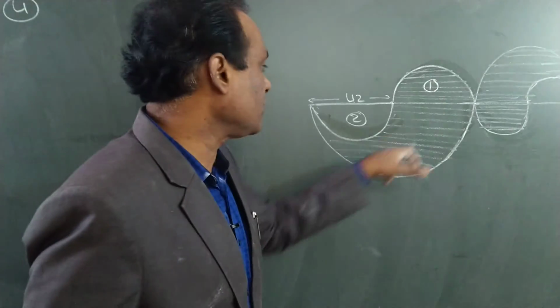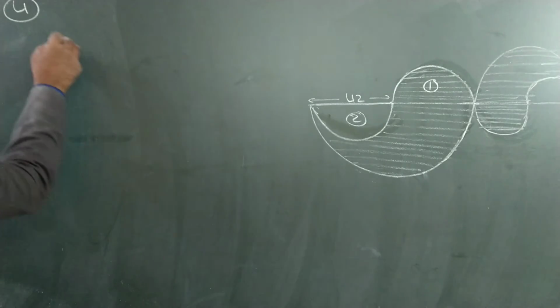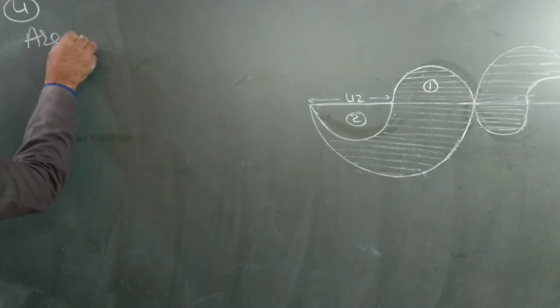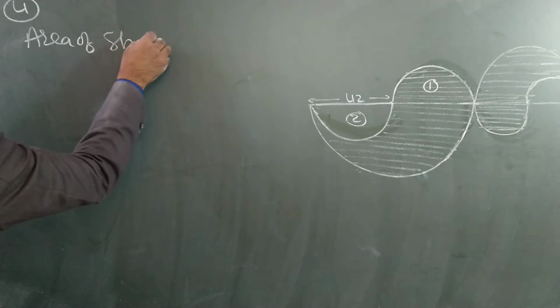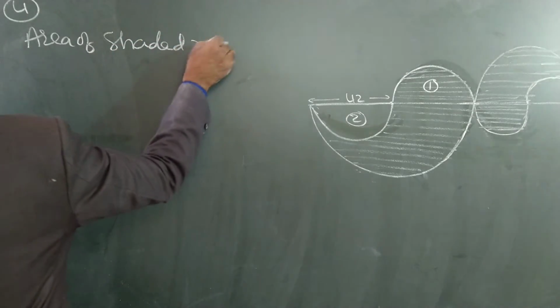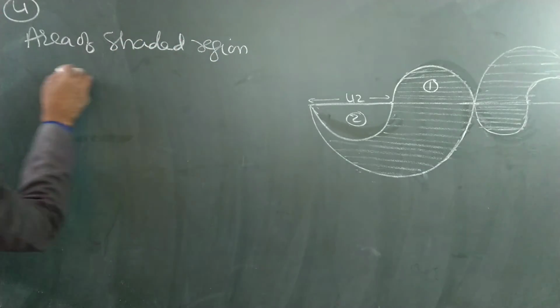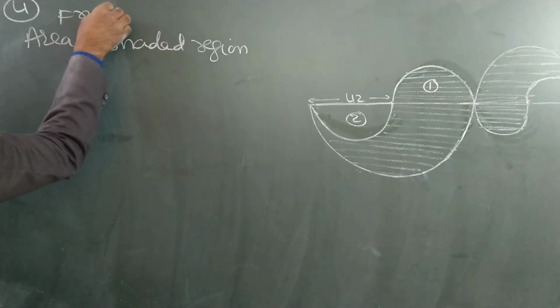So what is the area of the shaded region? See here. The area of the shaded region from the adjacent figure. See here.